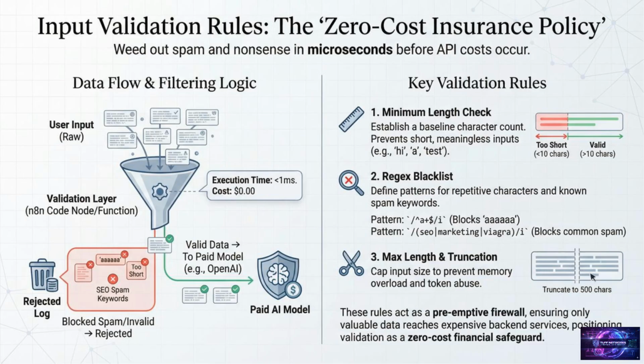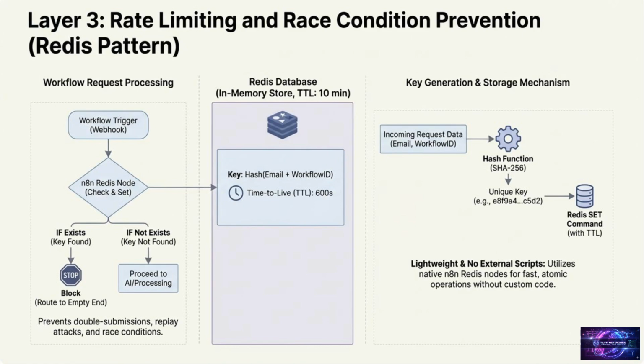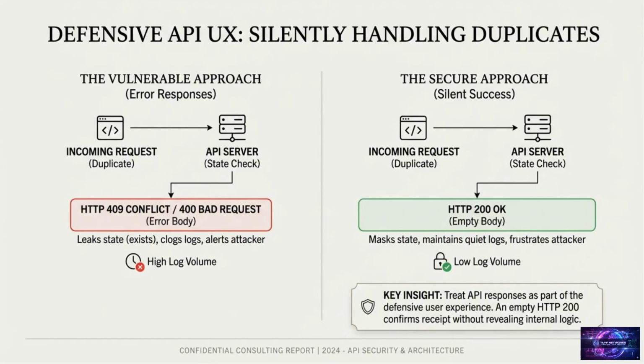Step 3. The rate limit, Redis or built-in. For the ultra-paranoid or high-traffic setups, you should implement rate limiting inside n8n. You can use the native Wait node or, for a more robust solution, a Redis node. When a request comes in, check if the user's email or IP has triggered the workflow in the last 10 minutes. If they have, route the workflow to an empty end node. Do not respond, do not process. This prevents the race condition attack, where a user clicks the submit button 50 times in 1 second.